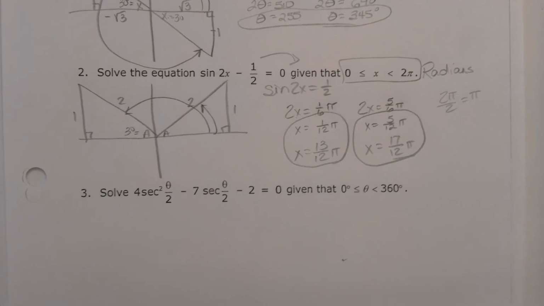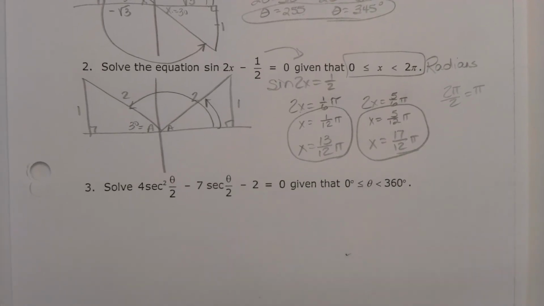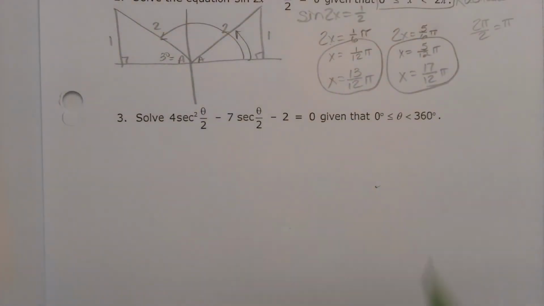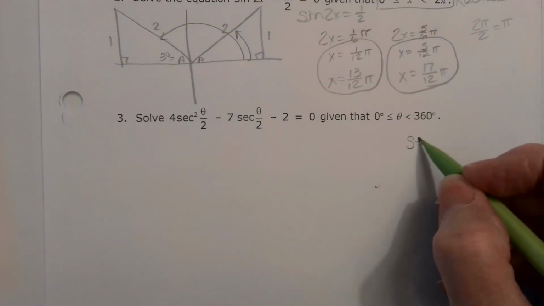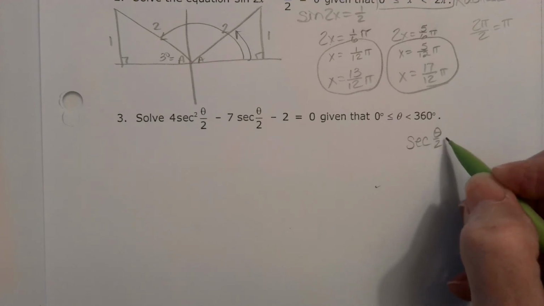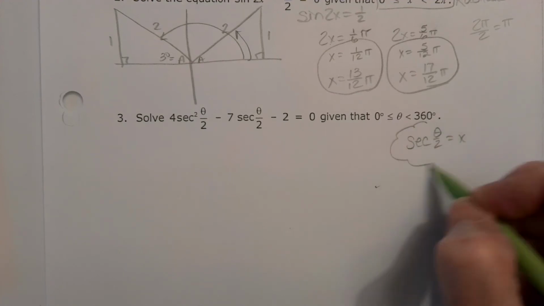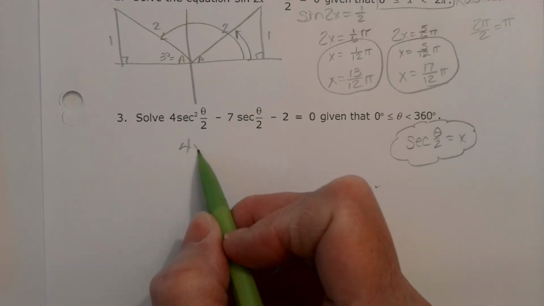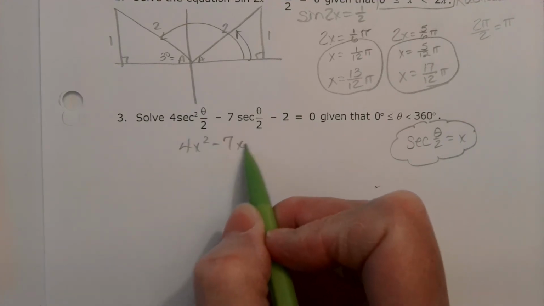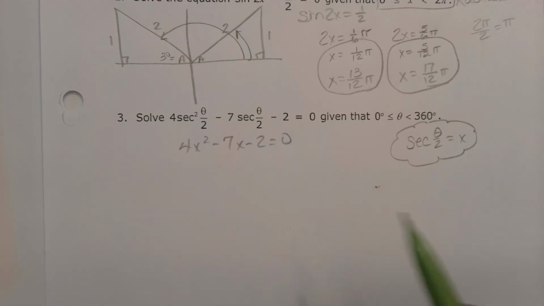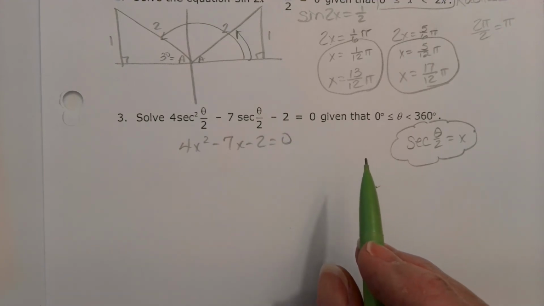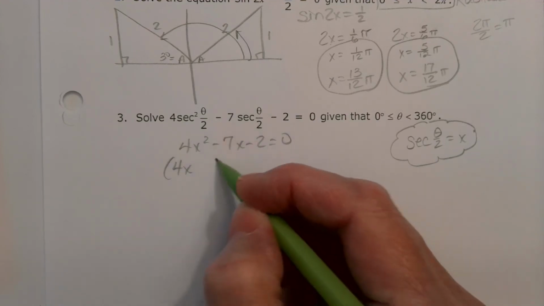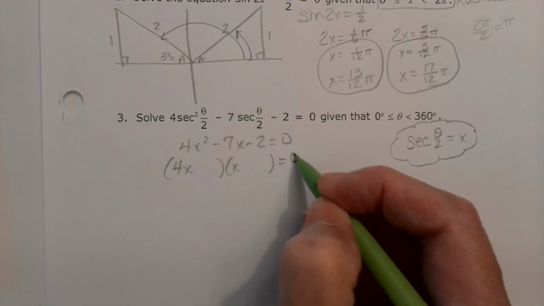Okay, this one right here is in the form of a quadratic. So what you have to think about is you have to let the secant of theta over 2 be your x. If you can't see that too easily, then just go ahead and replace it. Then solve for x. Well, I think I can factor this one. If not, you can use the quadratic formula.